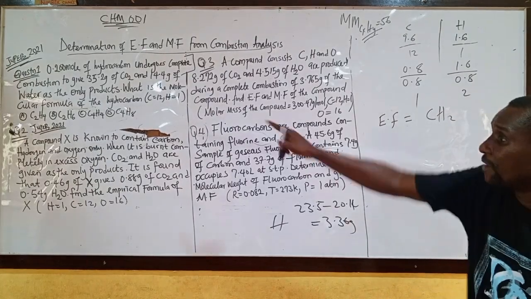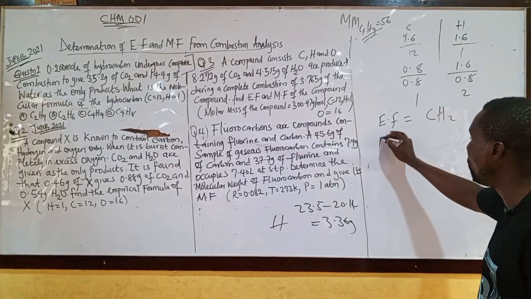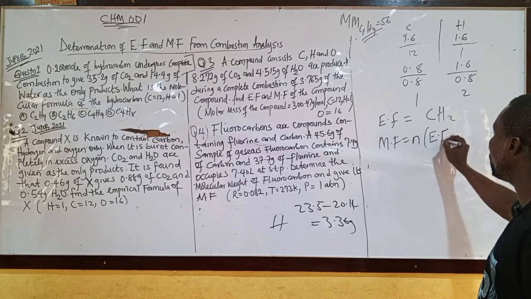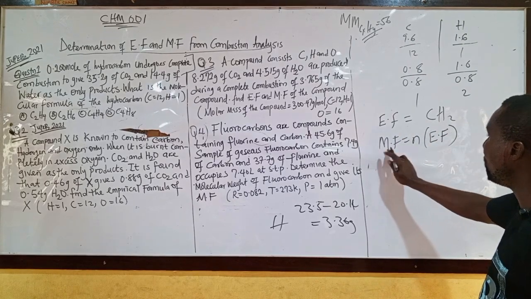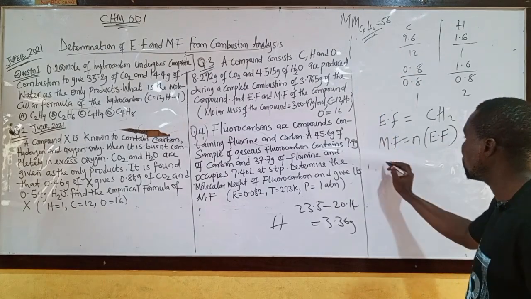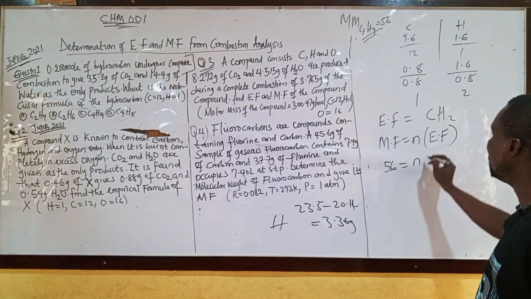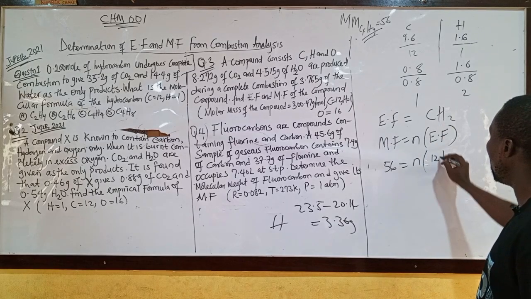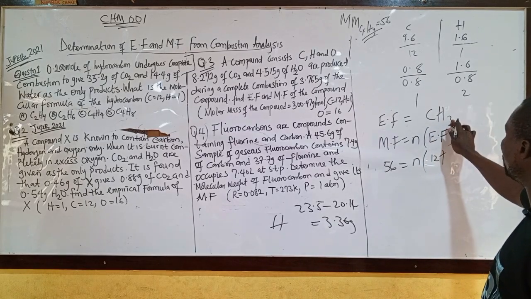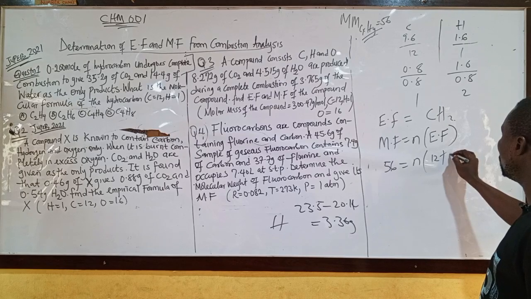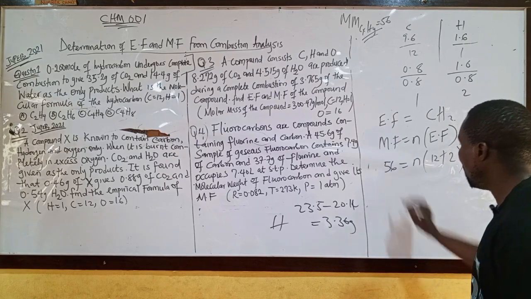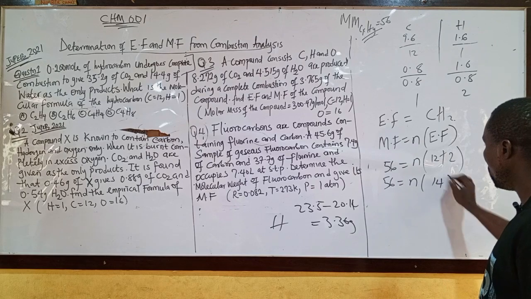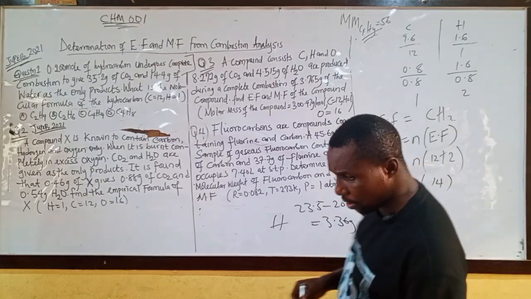But the question says find the molecular formula. And I know molecular formula equals N into the empirical formula. Therefore, the molar mass is given as 56, equal to N into (carbon is 12 plus hydrogen is 1 times 2, that means we have 2). From here, we have 56 equal to N into 14. This one gives you 14.